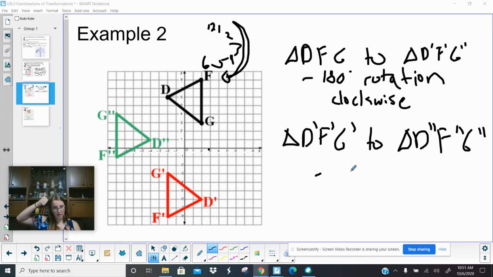So we go down the list. Are the points oriented the same way? Yes, actually. G is up top, G is up top, D is off to the right, D is off to the right, F is down below, F is down below. So since the points are oriented the same way, what is this? A translation, reflection, or rotation? This is a translation.